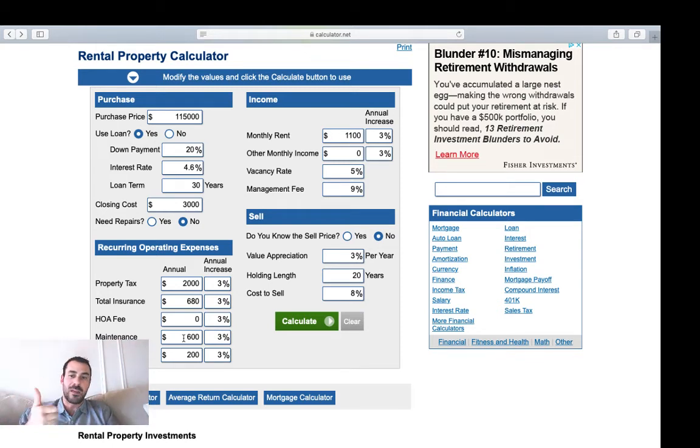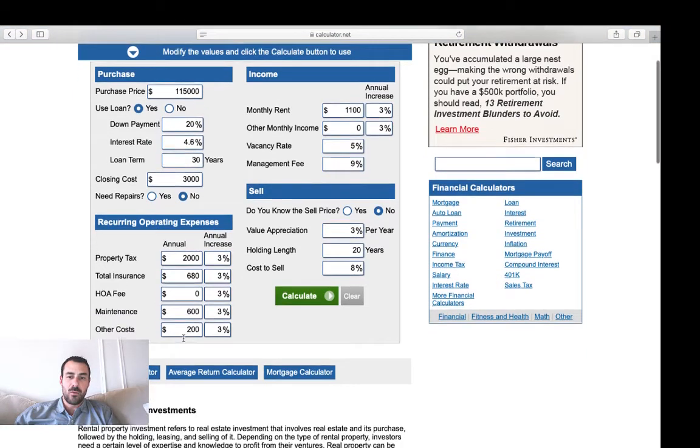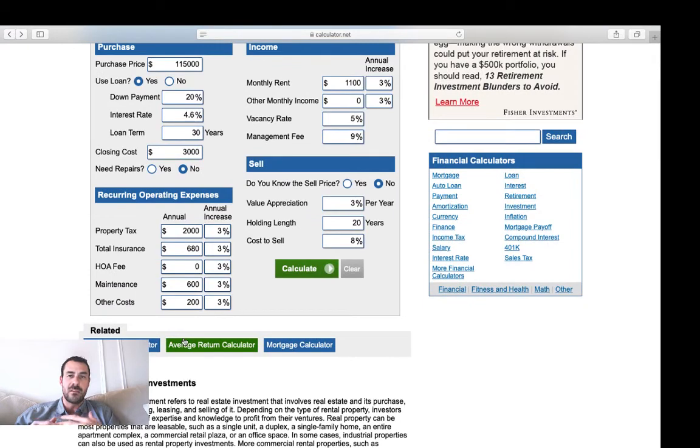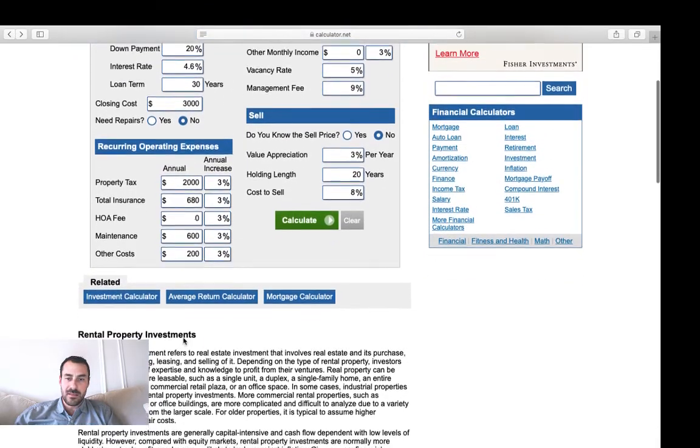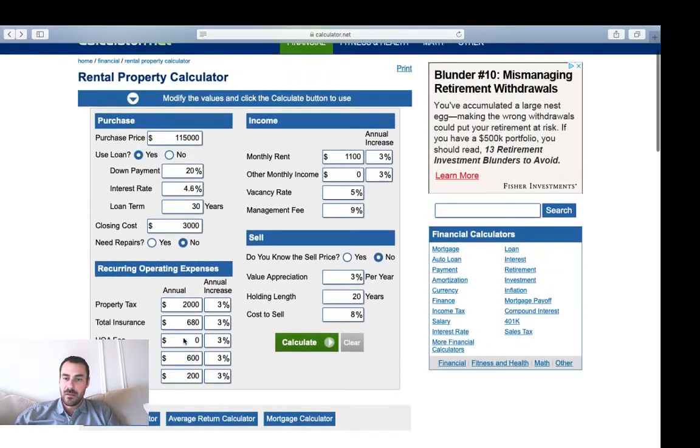We want to consider vacancy rate. We want to consider maintenance, other costs. We want to consider everything so that we have an idea of what our real true return is at the end of the day. So we'll keep maintenance and other costs at $600 and $200. And we'll just keep these straight lined in terms of what the annual increase is going to be. Now, value appreciation we'll keep at 3%.